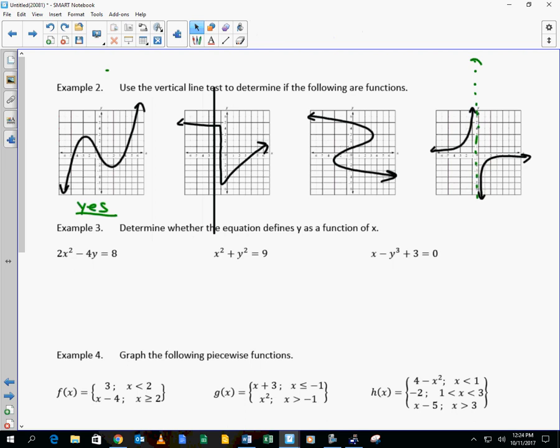Drag this way. Okay? And no, fails right there, doesn't it? A vertical line itself is not a function. So when you get to a vertical line drawn like that, we would say no. Next one? No. How about the last one?